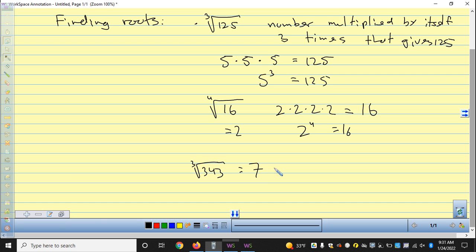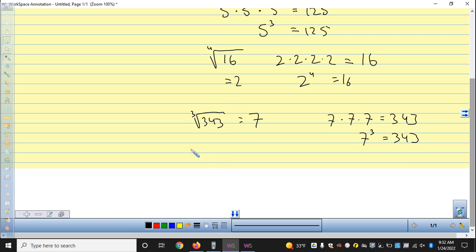If you have a different kind of calculator, afterwards, Ms. Lindgren and I can show you this. And this means that 7 times 7 times 7 equals 343, or 7 to the third equals 343. Let's look at one more.